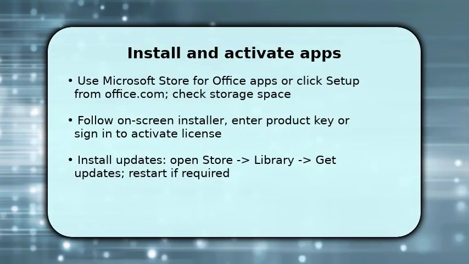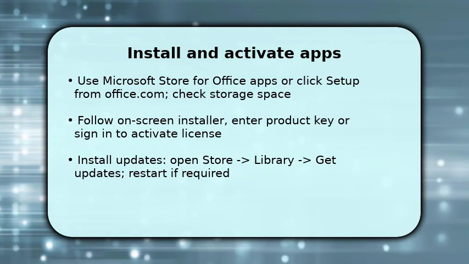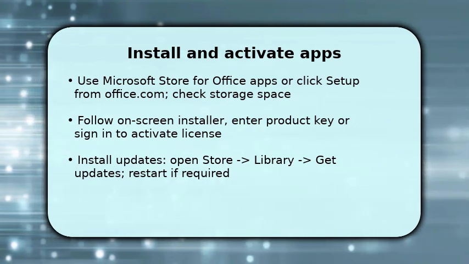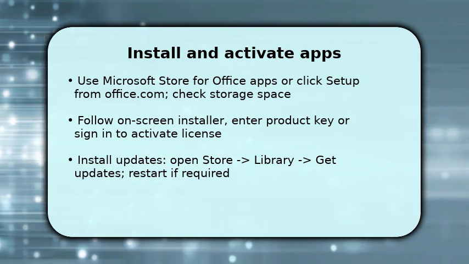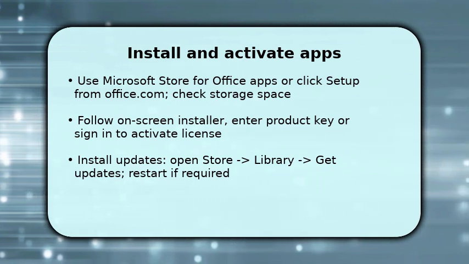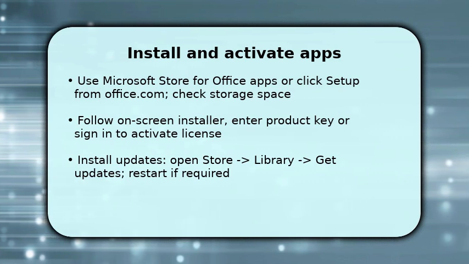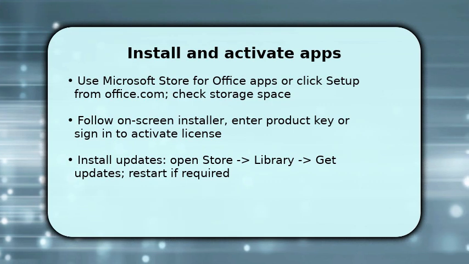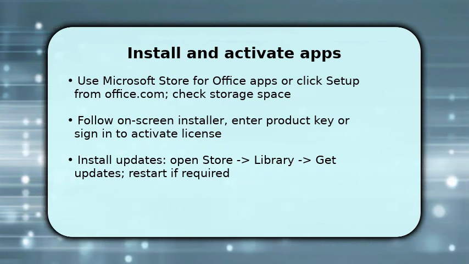Next, install and activate. Open Microsoft Store or go to Office.com/setup and choose Install. Once the installer runs, follow prompts, pick installation location if offered, and monitor free disk space. Low storage can break installs. Sign in with the same Microsoft account during activation so your license links correctly. If prompted, paste a product key.